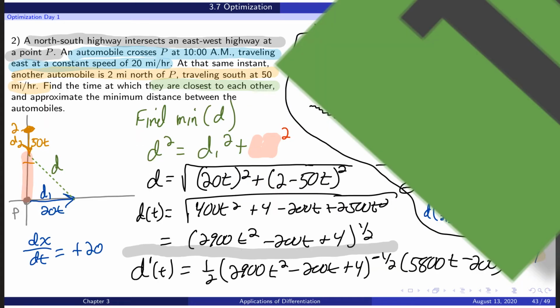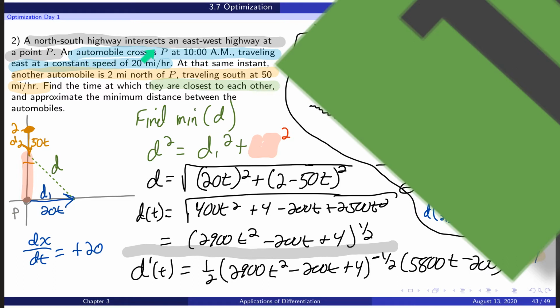So the biggest challenge with optimization problems isn't so much the calculus, it's setting up the situations, because for the most part you're just given words and you need to convert that into math somehow. So I've color-coded the steps for this problem. A north-south highway intersects an east-west highway at a point P. So I have axes drawn in gray and there's a point P where they intersect.